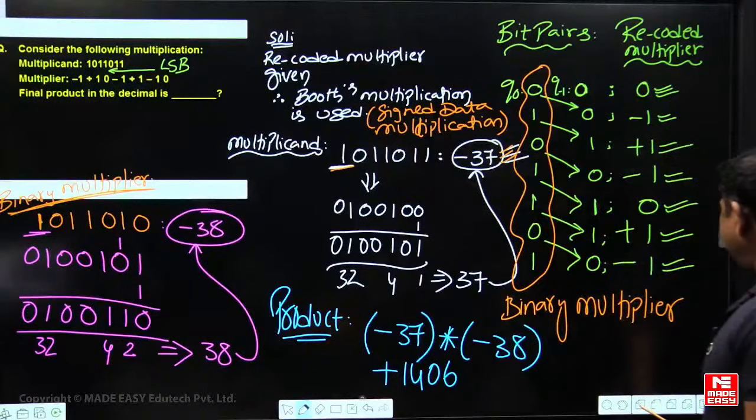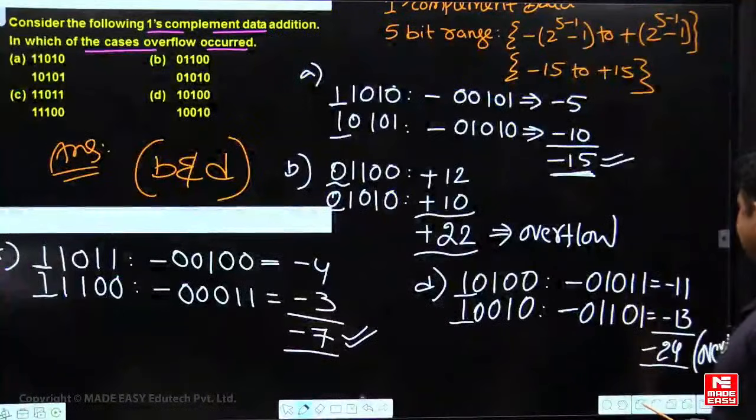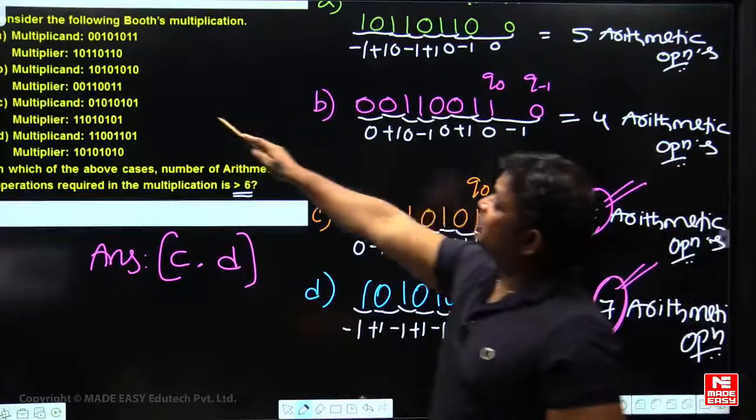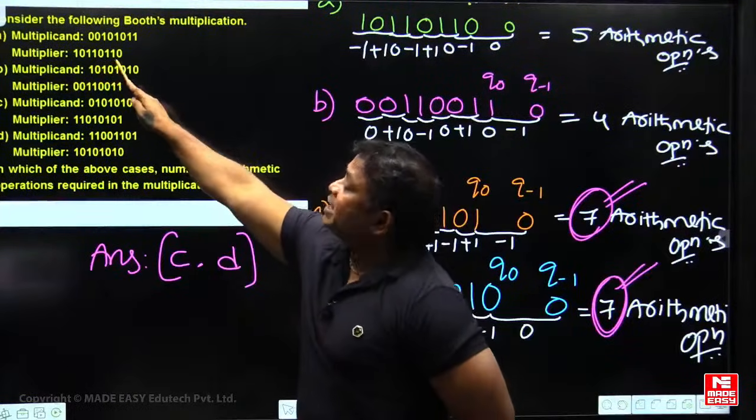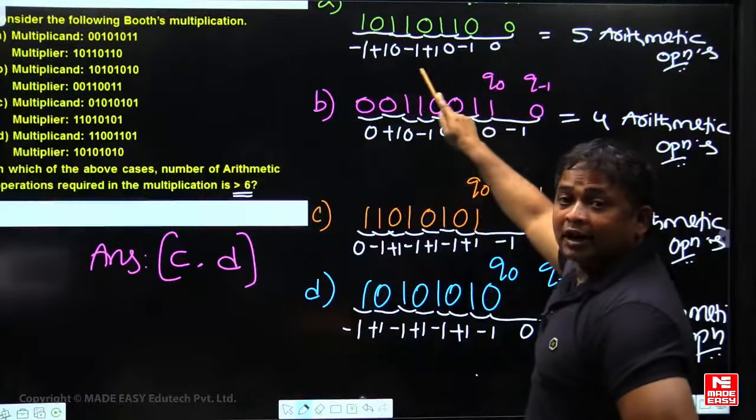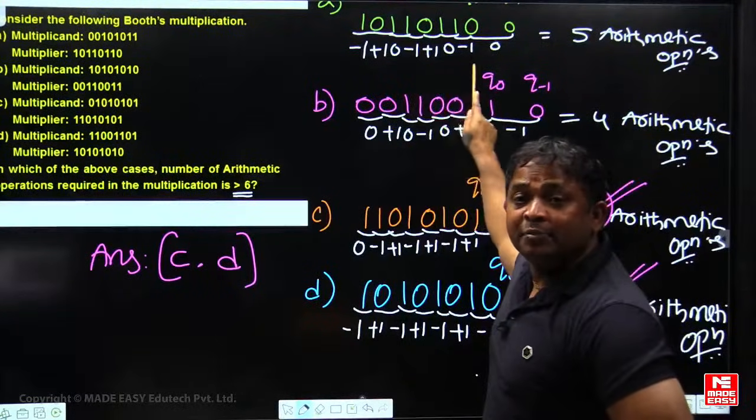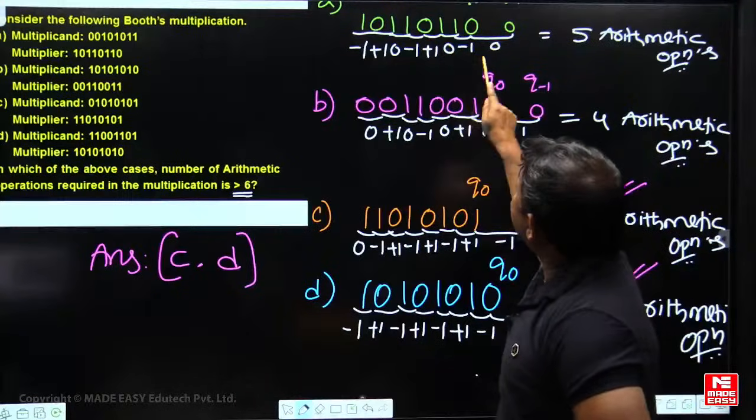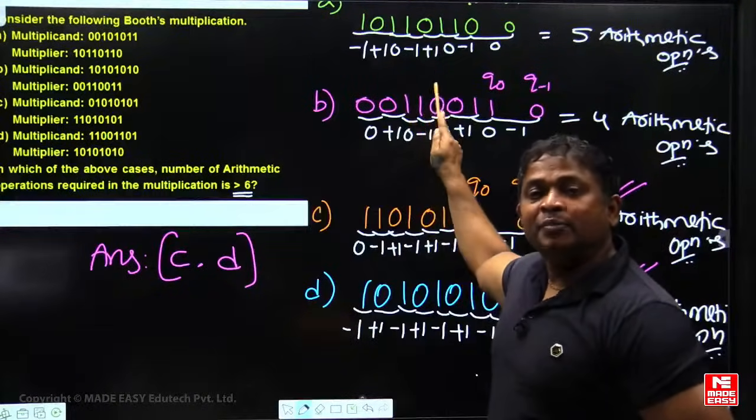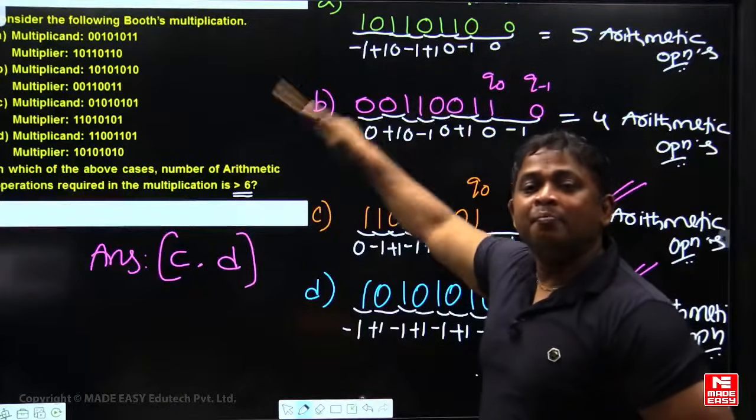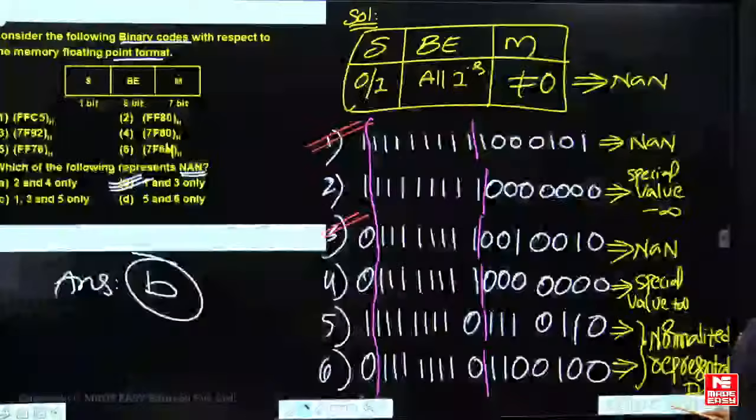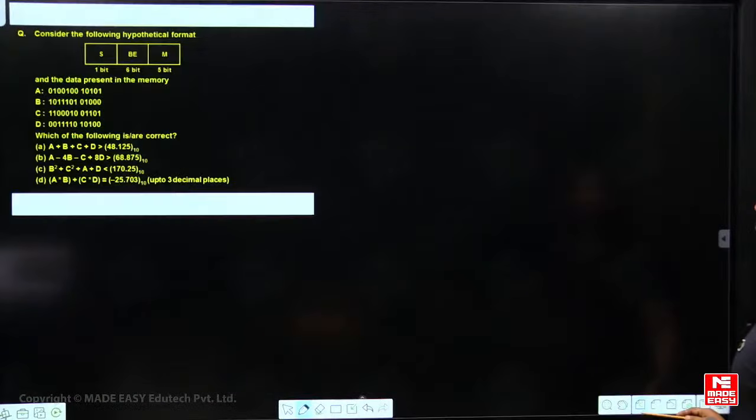When I solved the previous question, friends, you know this process. Look at the previous questions. This is the binary multiplier. The binary multiplier is given, and you know how to convert the binary multiplier into the recoded multiplier. You know the recoded multiplier conversion. Now, the recoded multiplier is given, and from it we find out the binary multiplier.